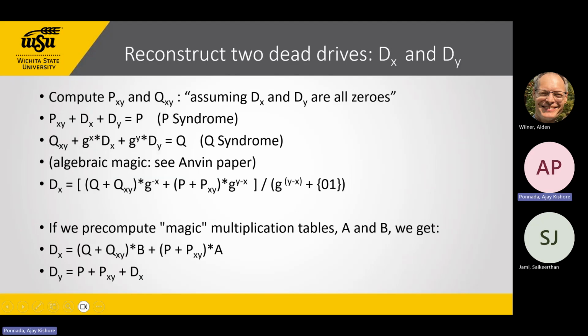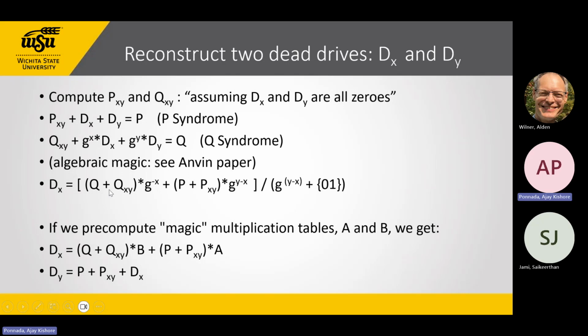So let's see what happens. Compute Pxy and Qxy, for reconstructing two dead drives, DX and DY. Two drives are dead. The first step is to assume the dead drives are 0, and then use the equations for the P syndrome and Q syndrome. The algebraic magic you can really see in the paper. So this is the final equation we get from the paper.